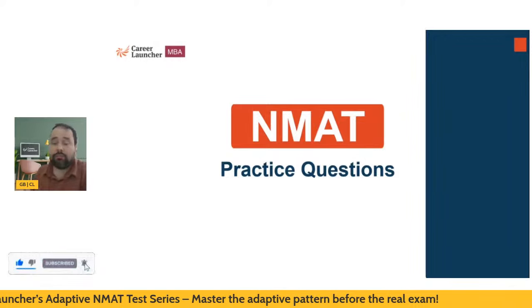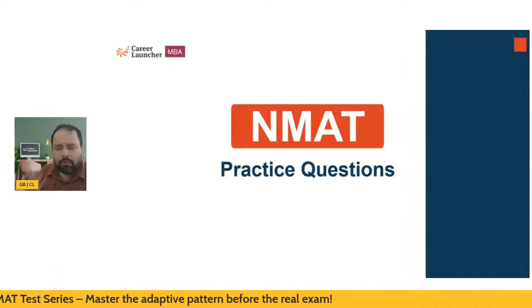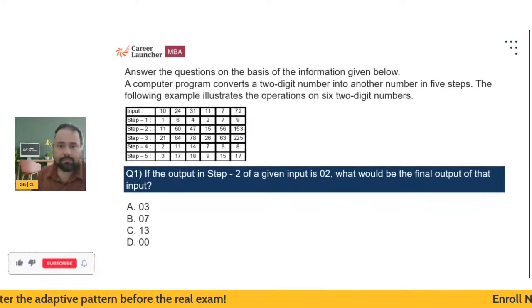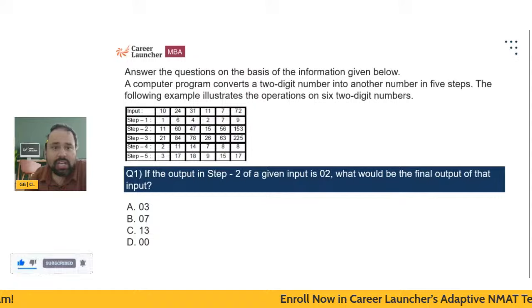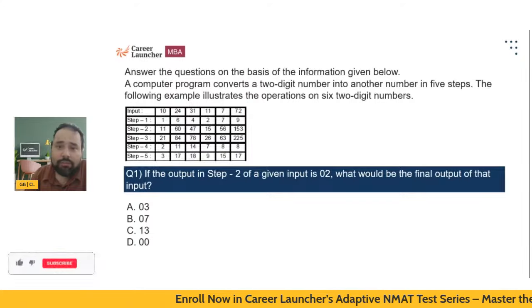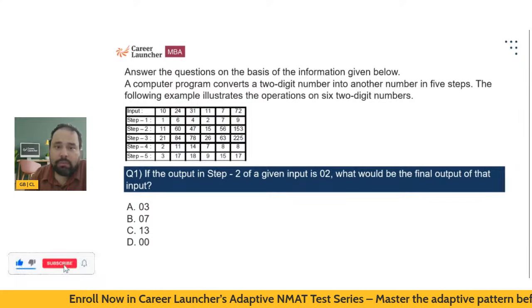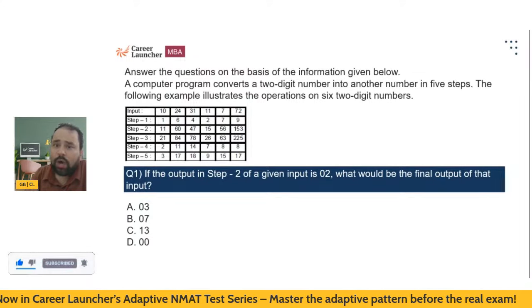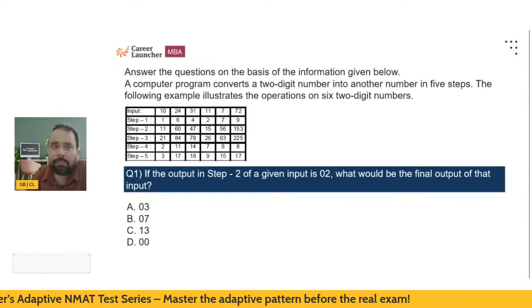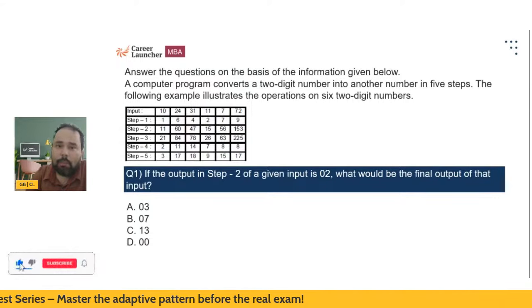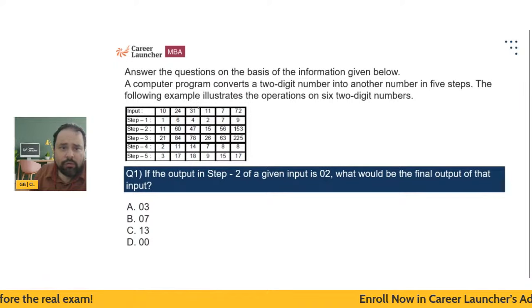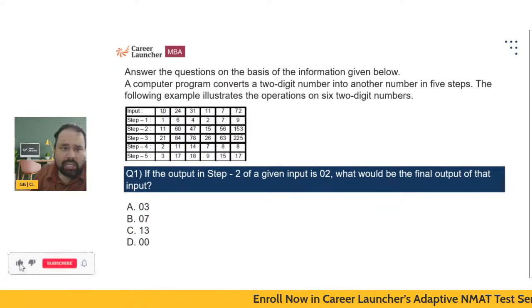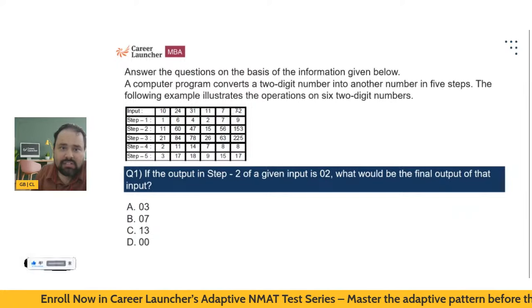Let's actually have a look at a few previous year questions, the type of questions that come, for practice. Like I promised, input output will come, which generally doesn't come in CAT. This is what it looks like. Answer the question on the basis of the information given below. A computer program converts a 2-digit number into another number in 5 steps. The following example illustrates the operations on 6 2-digit numbers. Input is 10, 24, 31, 11, 7, 72. From 10 I get 1, from 24 6, from 31 4, from 11 2, from 7 7, from 72 9.